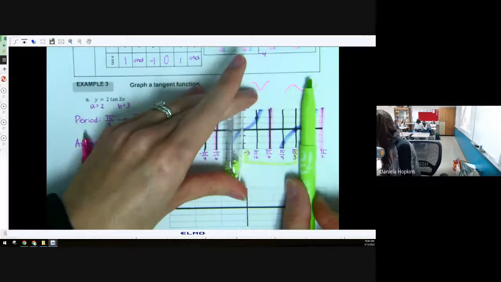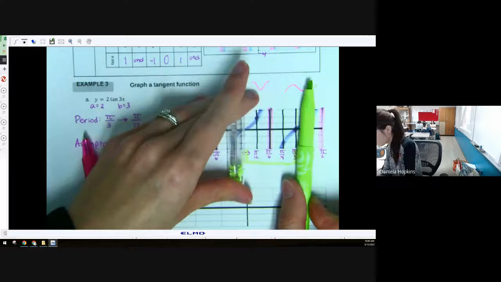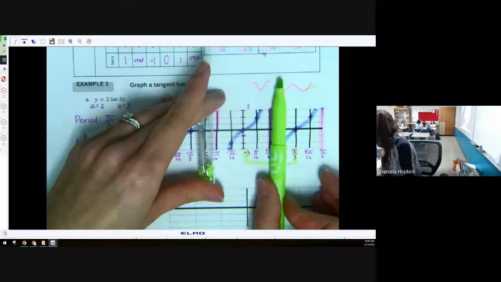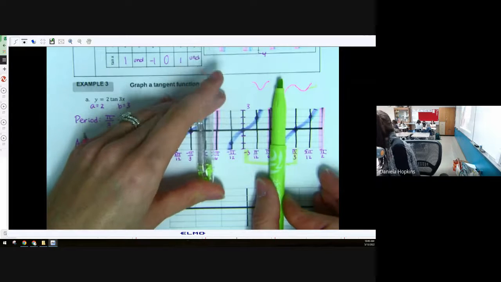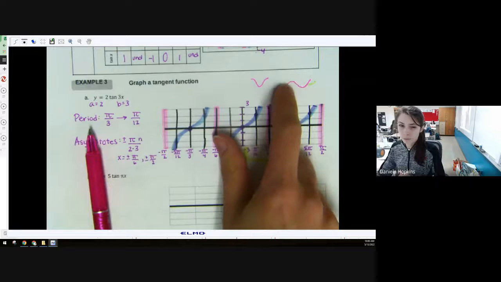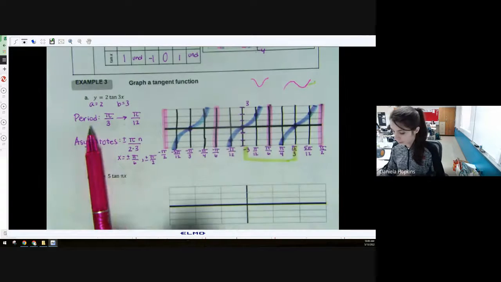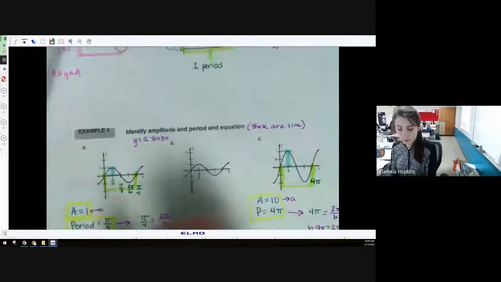But you just have to be careful. If I ever ask you for just 1 period, you could give me this, or you could give me this, depending on what you decide to include. Does that kind of make sense? Just a weird thing about these functions. I feel like I'm missing something for sine there. Yeah, that's extra. Anyways, whatever.